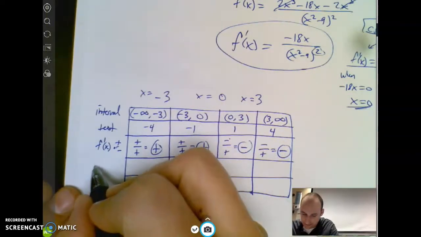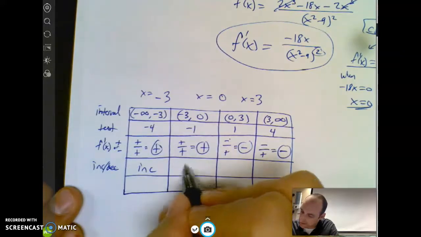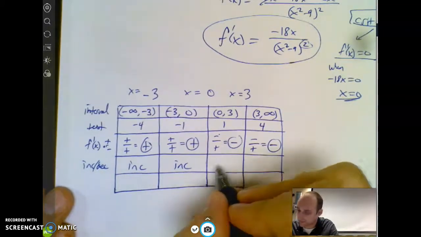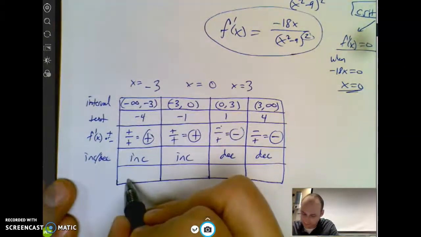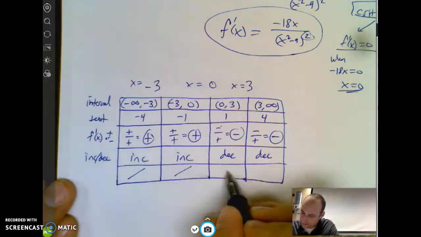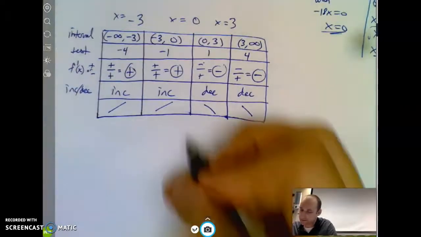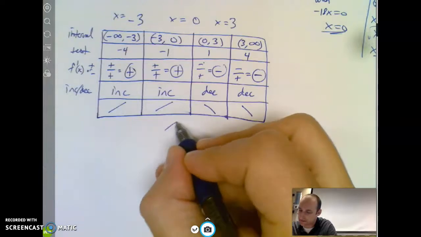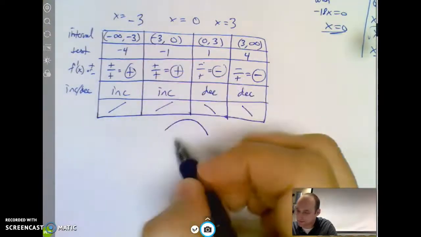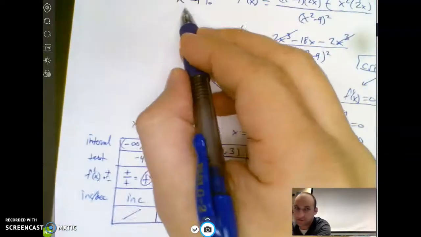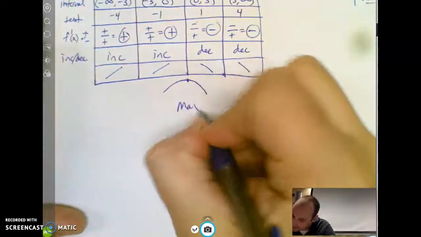Which means my graph is increasing on this section, because its derivative is positive, decreasing on this section, decreasing on this section. So your graph goes up, it goes up, it goes down, it goes down. So the only place a max or min can occur is right here where it goes from up to down, because you're like graphing that, right? It's going from up to down. Up to up, these are probably asymptotes, I'm guessing, because my original graph had those denominators equal 0.